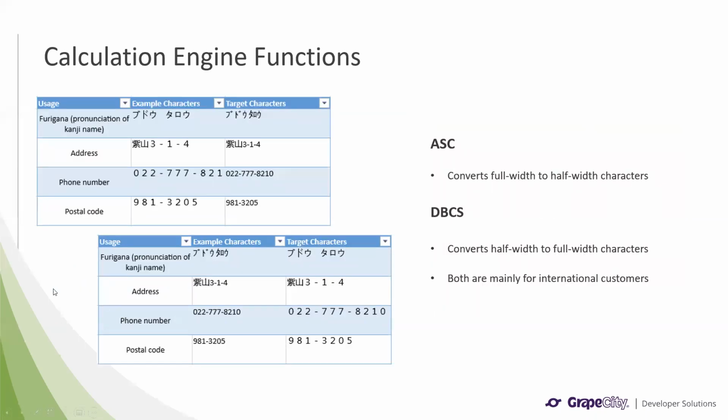We have also added a few other functions relating to converting characters. The ASC function converts full width characters to half width, and the DBCS function does the opposite. Now, it should be noted that these additions are mainly for international customers. So you can see in the examples I have here on the slides, the top section there is the ASC function, which will take those full width characters and convert them to half width. And then on the bottom, the DBCS function.